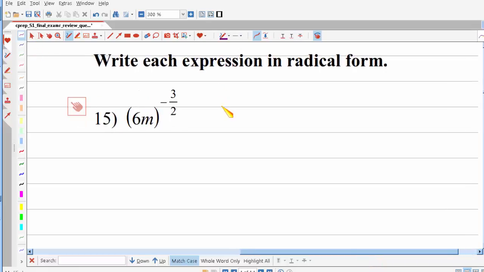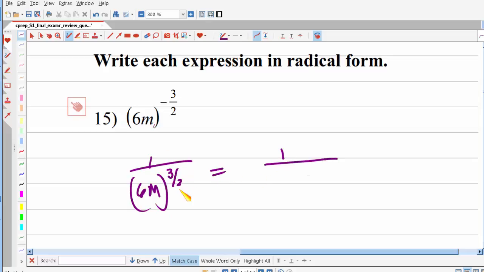Okay, if you're going the other direction, 6m to the negative 3 halves, write it in radical form. Well, that means, first of all, I'm going to put that in the denominator so I don't have negative exponents. Okay, so now the trick is the 2 becomes the index of the radical and the 3 becomes the exponent. So I'm going to end up with the square root of 6m cubed, and that would be it.